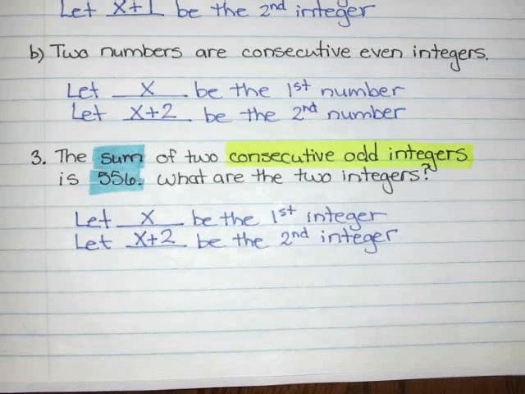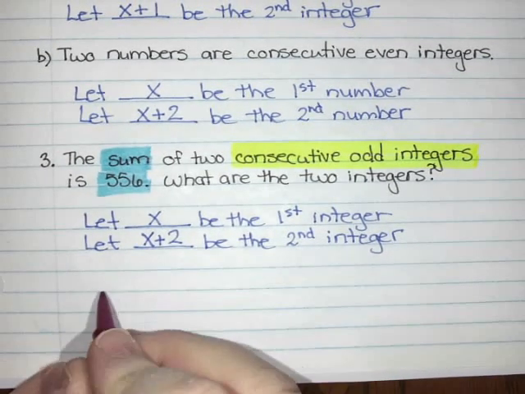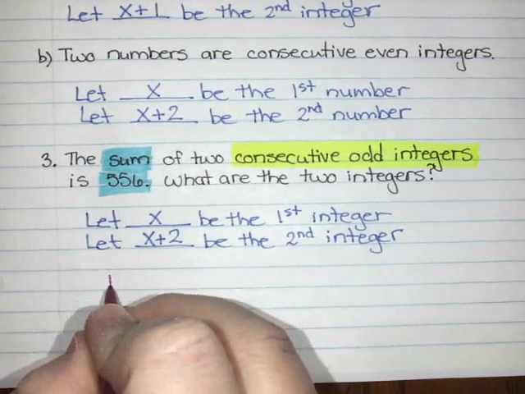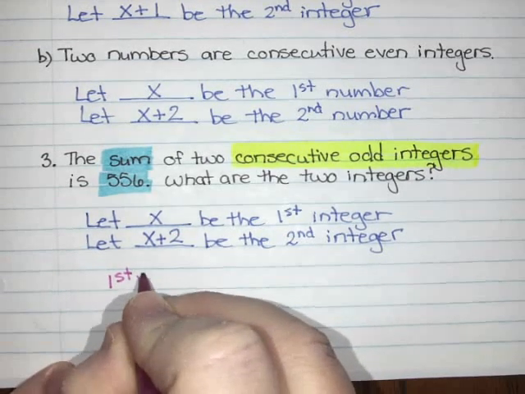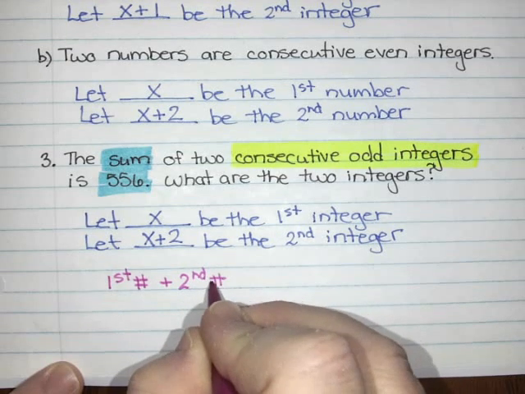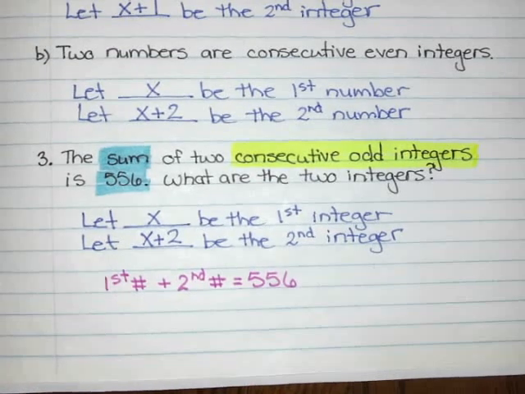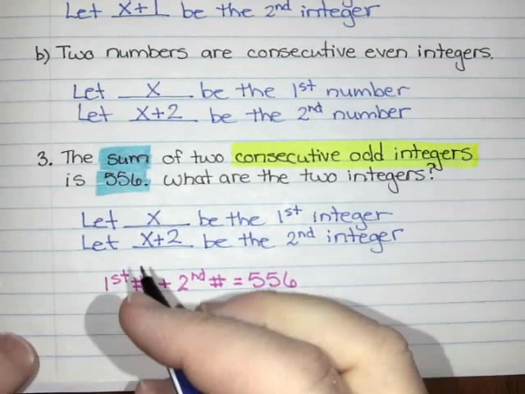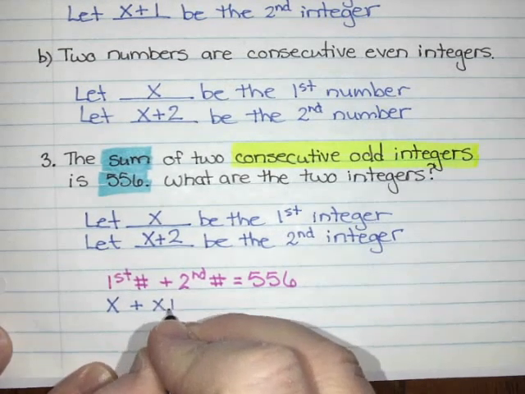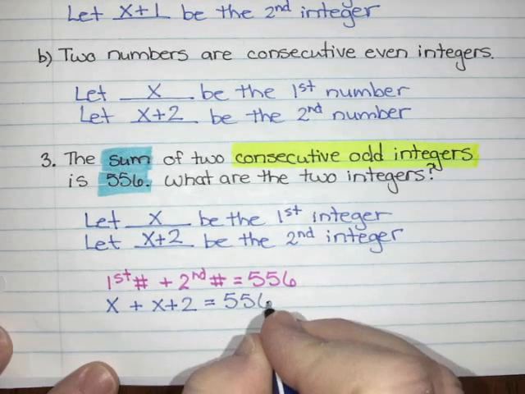So I'm going to start with a word equation. I always do. It is optional, but it's what I like to do. So it says that they have a sum of 556. That means if I take my first number and add my second number, I'm going to get 556. So my first number we said was x. My second number is x plus 2. And then that should equal 556.